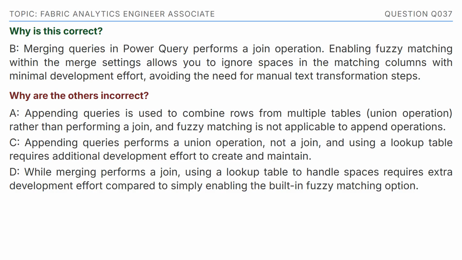Why are the others incorrect? A. Appending queries is used to combine rows from multiple tables, a union operation, rather than performing a join, and fuzzy matching is not applicable to append operations. C. Appending queries performs a union operation, not a join, and using a lookup table requires additional development effort to create and maintain. D. While merging performs a join, using a lookup table to handle spaces requires extra development effort compared to simply enabling the built-in fuzzy matching option.